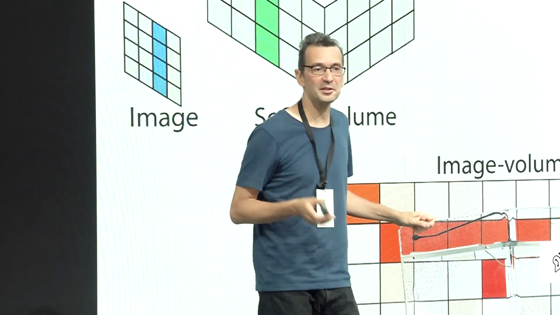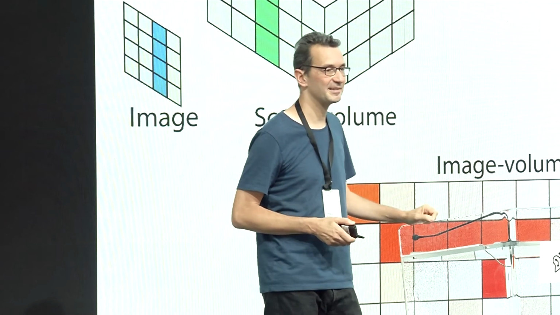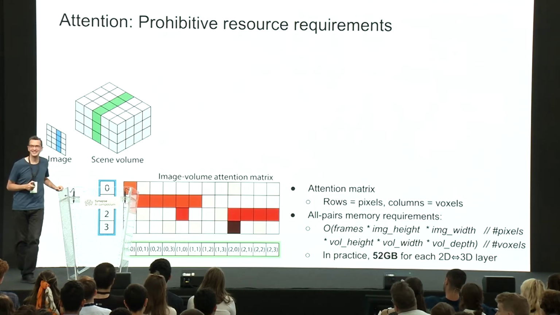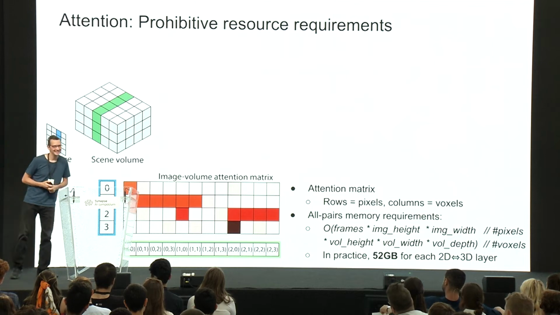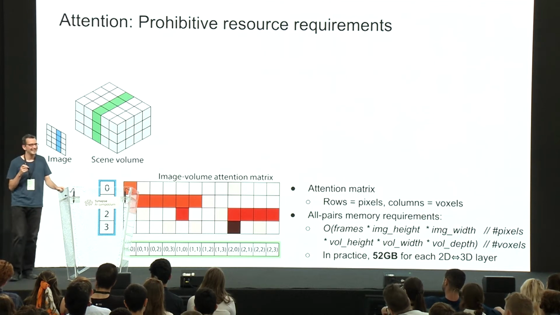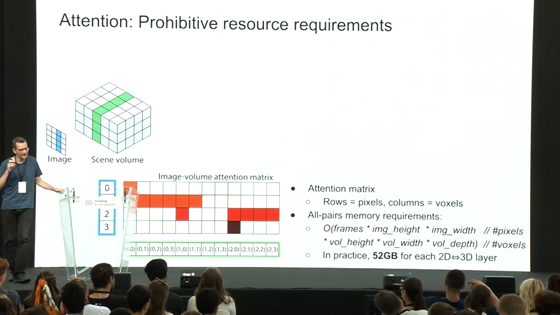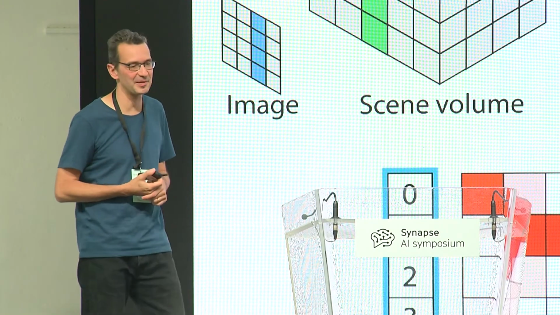So now this sounds good. The power of transformers in a 5-dimensional space. Who says it's a bad idea? It is, because good luck running that. Good luck fitting it into memory. That's a lot of pairs. If every pixel interacts with every voxel, you have a little equation below: image height, image width, volume, frames. For us, it was like 50 gigabytes for one video. We couldn't fit it on a GPU.